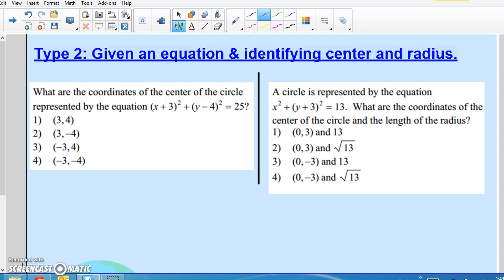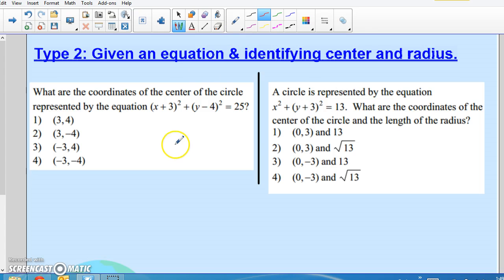For type 2, now we are given the equation and we want to identify the center and the radius. So I would copy maybe one of these down. If you don't want to copy all of the multiple choice answers, at least copy the problem and the answer that's correct. So if we look at the first one on the left, it says what's the coordinates of the center of the circle, represented by the equation (x + 3)² + (y - 4)² = 25.